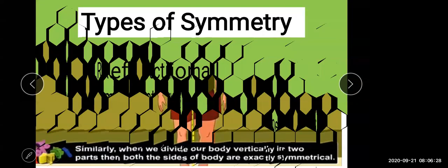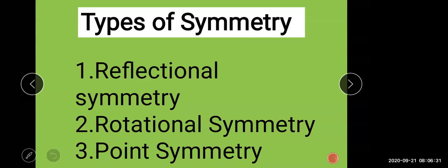Now, there are some types of symmetry we had already learned in the previous lecture. First type, reflectional symmetry. Second, rotational symmetry, and third, point symmetry. In our syllabus, there is no rotational and point symmetry. Only reflectional symmetry is there, so we will see the definition of reflectional symmetry.